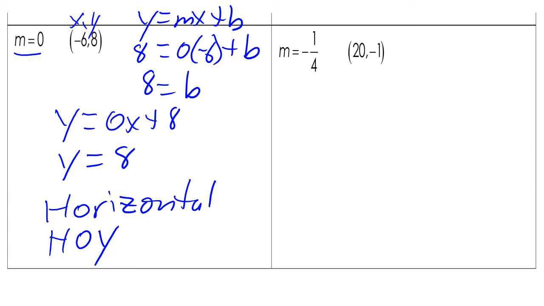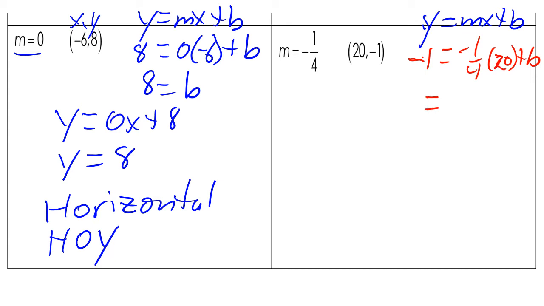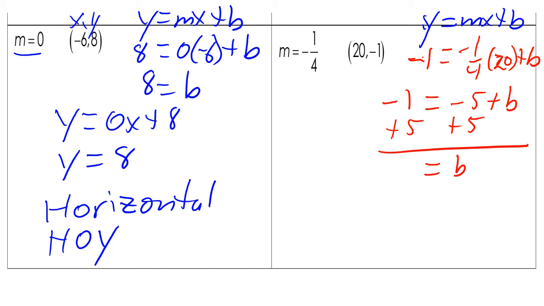All right, here's another one. I start by writing y equals mx plus b. This time y is -1, m is -1/4, x is 20, b is the one I don't know. -1/4 times 20: 20 divided by 4 is 5, so -1/4 of 20 is -5, plus b equals -1. Add 5 to both sides, and I get b is equal to 4.